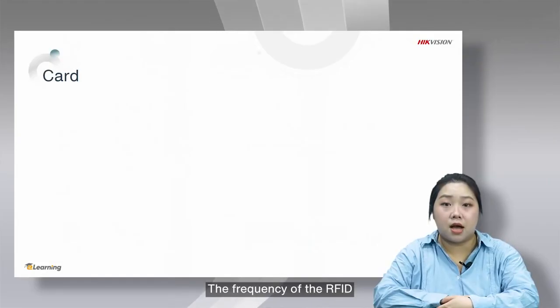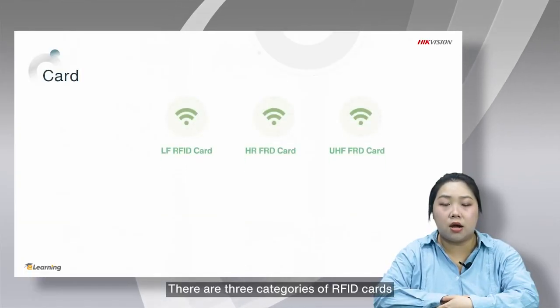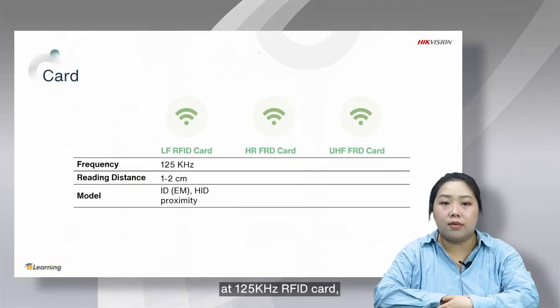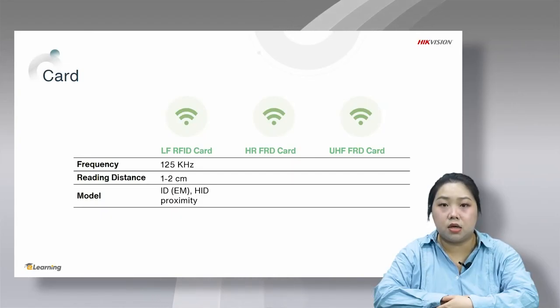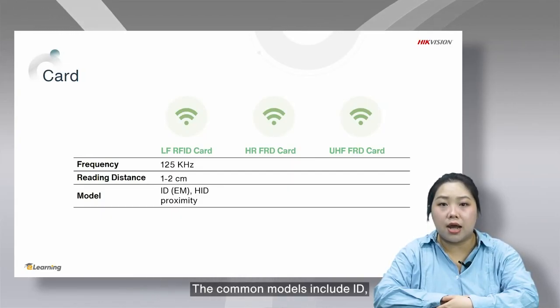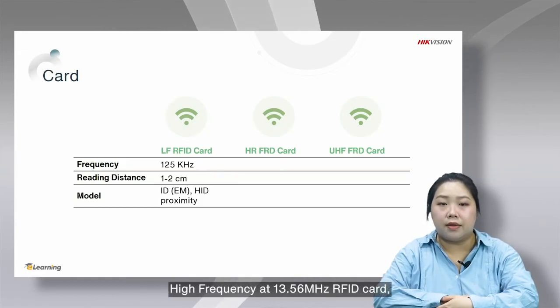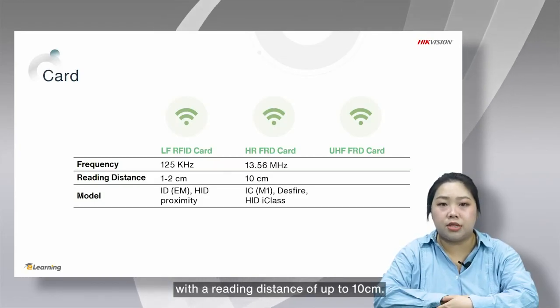The frequency of the RFID is another determining factor that affects the reading distance. There are 3 types of RFID cards, categorized by their frequencies. Low frequency at 125 kHz RFID card with a reading distance of 1 to 2 cm. The common models include ID, typically EM card, HID proximity card, and high frequency at 13.56 MHz RFID card with a reading distance of up to 10 cm.